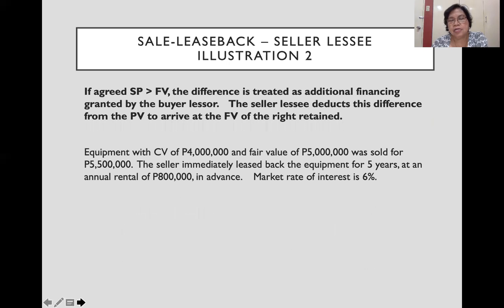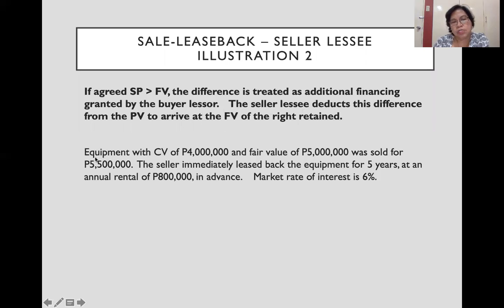In some cases, the selling price may not necessarily be equal to the fair value of the asset. So, if in another circumstance, the agreed selling price is more than the fair value, the excess of the selling price over this fair value is treated as additional financing granted by the buyer-lessor. So, the seller-lessee deducts this difference from the present value to arrive at the fair value of the right retained, meaning that the right retained has an amount of fair value lower than what is expected.